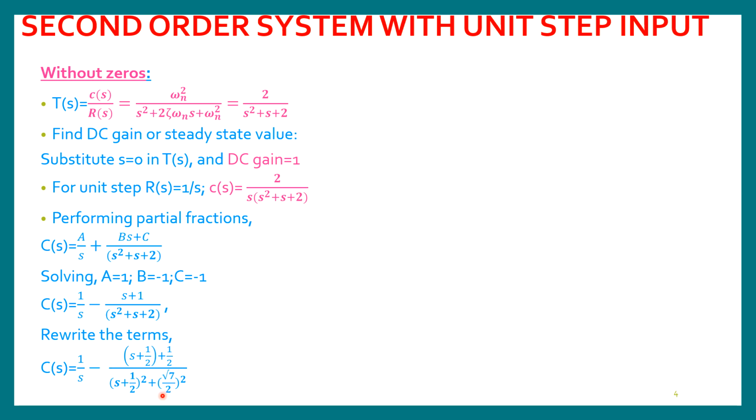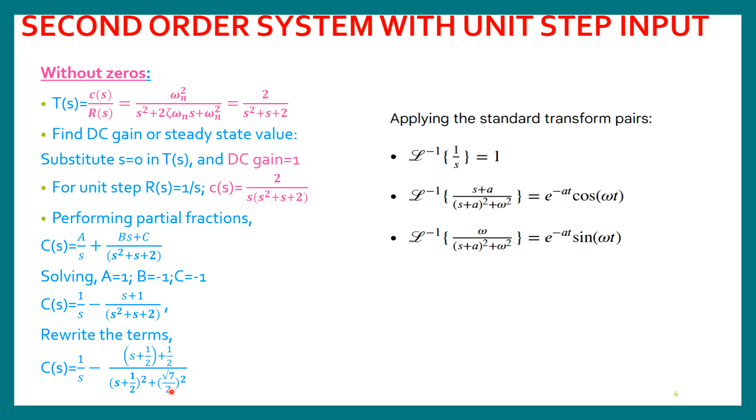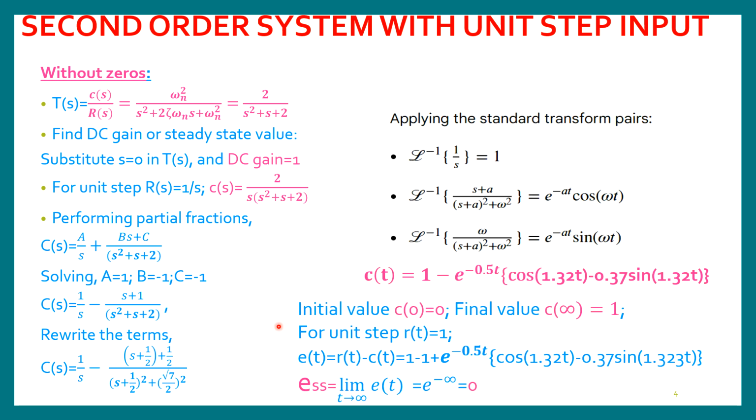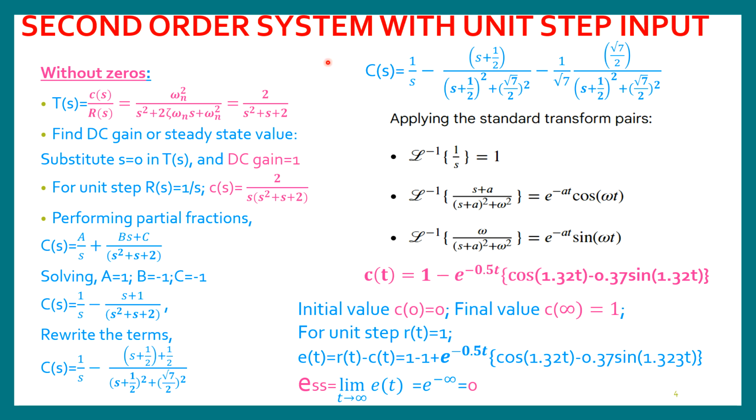Then again, it is not in the form to apply an inverse Laplace transform. So again, I'm going to modify the expression. I'm rearranging the second term further and multiplying by root 7 in order to apply the formula. So 1 by s on taking inverse Laplace transform will become 1. Then (s plus a) divided by (s plus a) whole square plus omega square. So a is 1 by 2, omega is root 7 by 2.